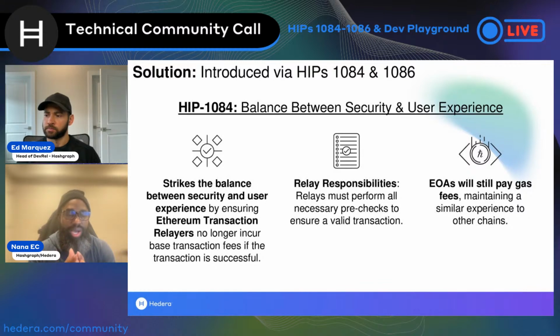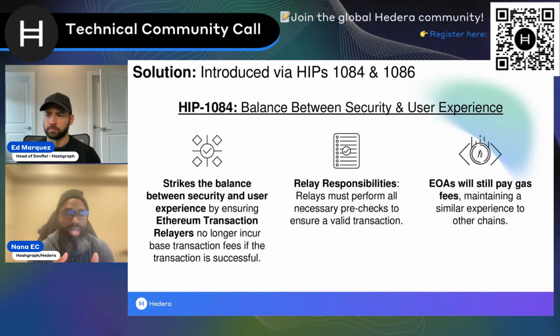But the onus, again, becomes on the relay to make sure that it's submitting well-formed transactions. Otherwise, it will pay for them. But if everything is good and it's done the pre-checks, then it's only the EOA that has to pay it. And the relay no longer has to pay for that transaction, just like they would expect from other EVM chains.